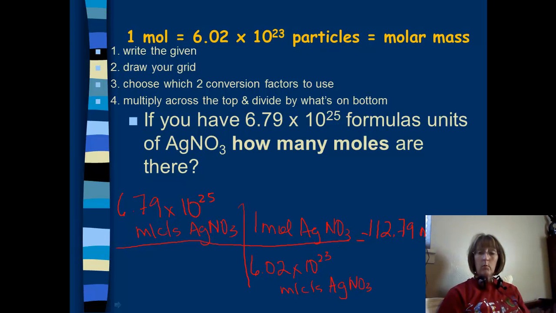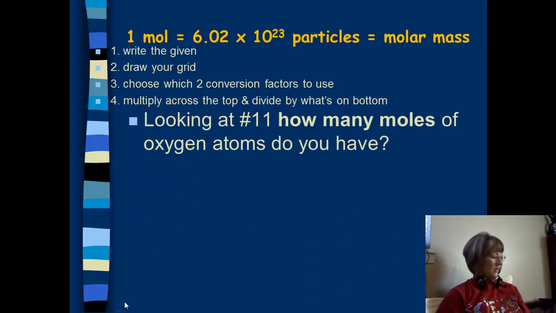Moles. Moles it is of silver nitrate. That's, buying silver nitrate to use in class, that's a lot. That's pretty expensive. Notice the molecules or formula units of silver nitrate cancel out on top and bottom. So my only unit left over here is the moles. Number 12, 2 more, number 12, number 13.